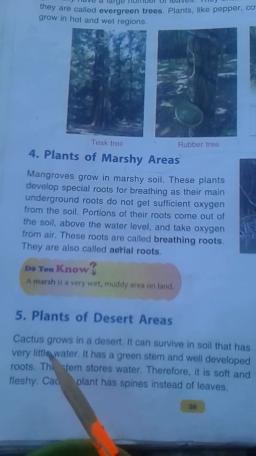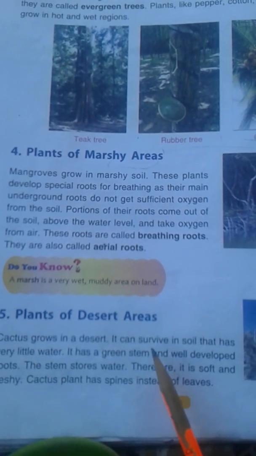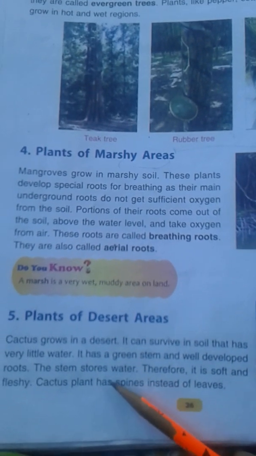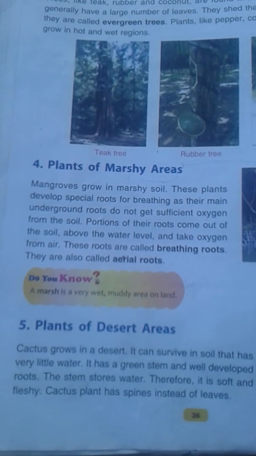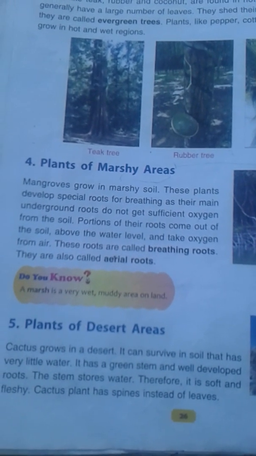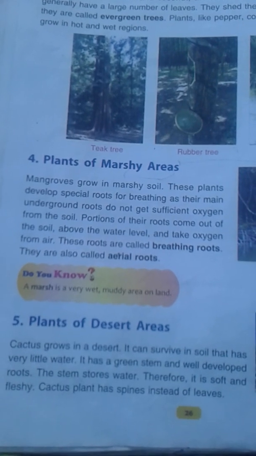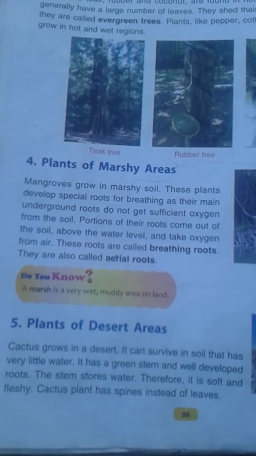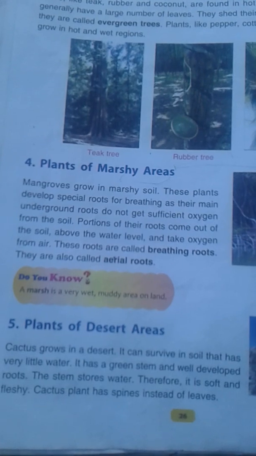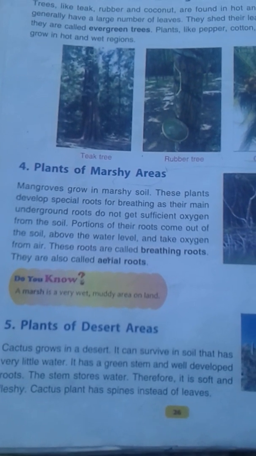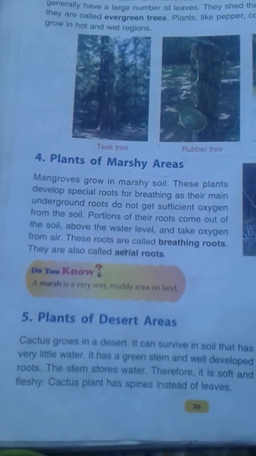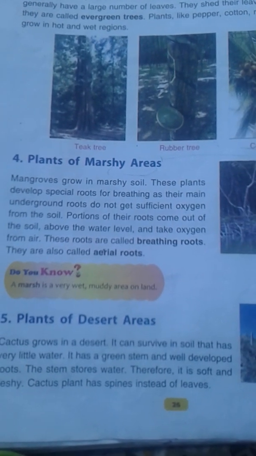Plants of deserts, that I have already discussed. The plants growing in deserts can survive in soil. How do they survive in soil? Because in desert areas there is not sufficient water. So there is an advantage of these desert plants also. They have a green stem, and the green stem and well developed roots store a lot of water and make them soft and fleshy. That's why the cactus survives on land.